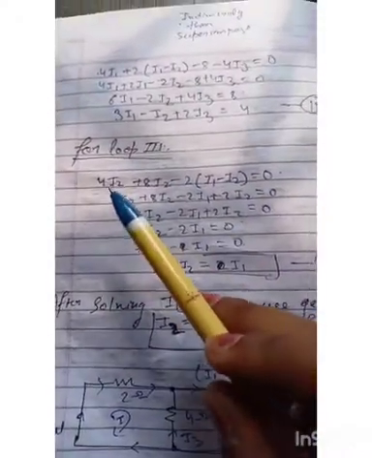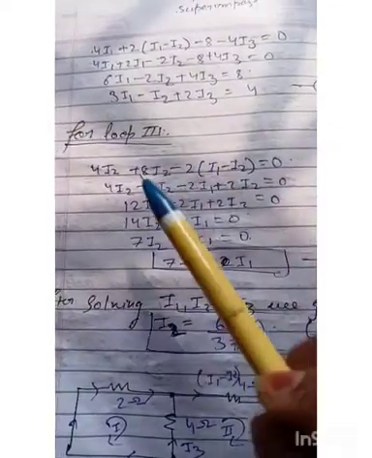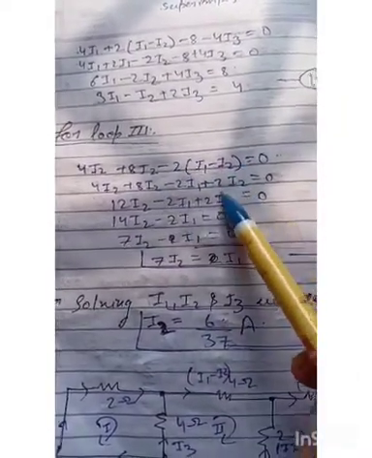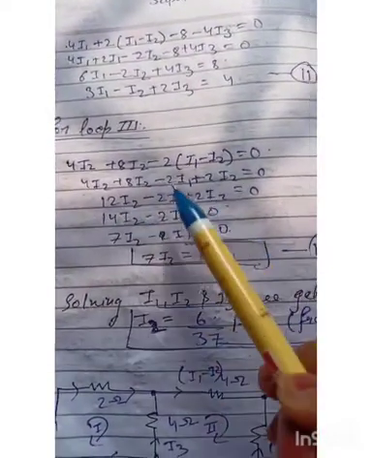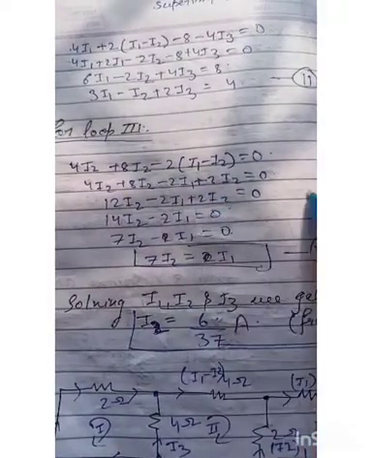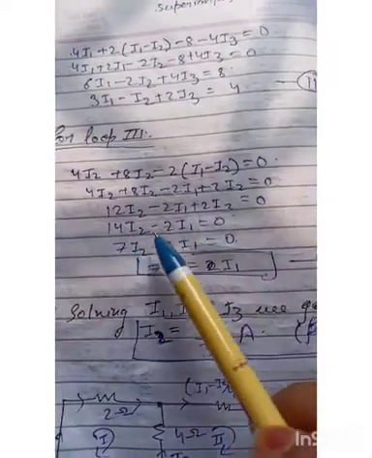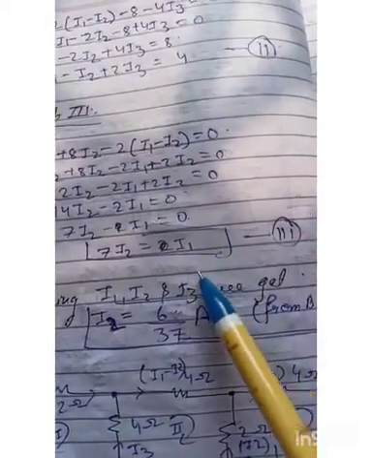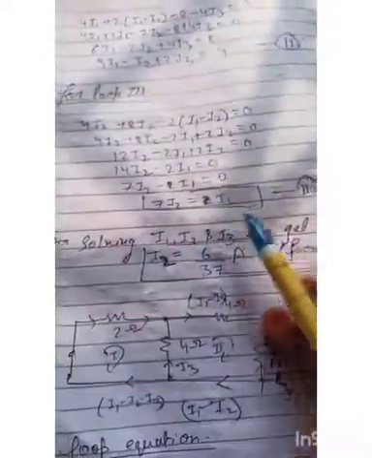Now for loop 2, we write the equation 4I2 plus 8I2 minus 2 times I1 minus I2 is equal to 0. After solving that, we get 4I2 plus 8I2 minus 2I1 plus 2I2 is equal to 0. 4I2 and 8I2 is equal to 12I2, minus 2I1 plus 2I2 is equal to 0. 12I2 plus 2I2 is 14I2 minus 2I1 is equal to 0. Dividing by 2, 7I2 minus I1 is equal to 0, so 7I2 is equal to I1. It means I1 is equal to 7I2. We get the second equation.